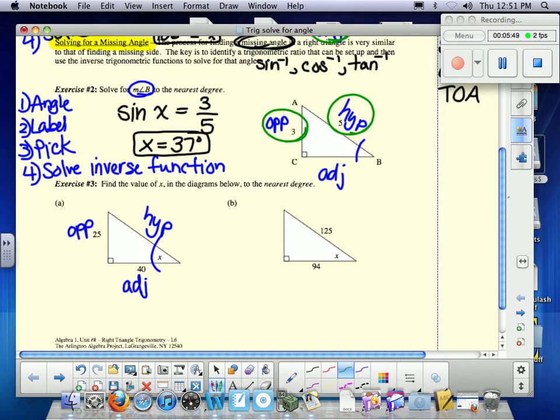Okay, we found our angle, we labeled our triangle. Step 3, we have to pick which trig function we're going to use. Correct. We need tangent. And the angle is what we're missing, so we need to put an x right there next to tangent. And it is opposite over adjacent.